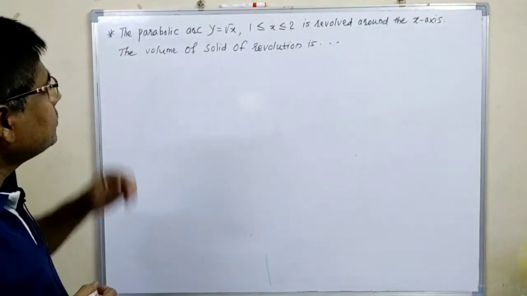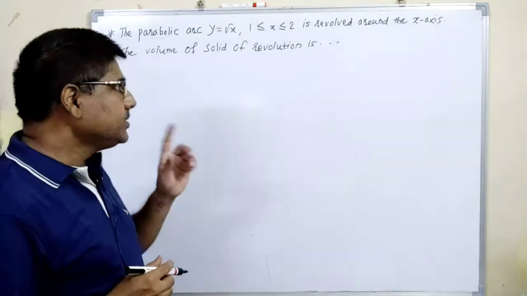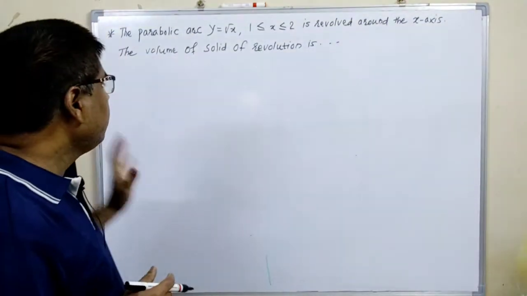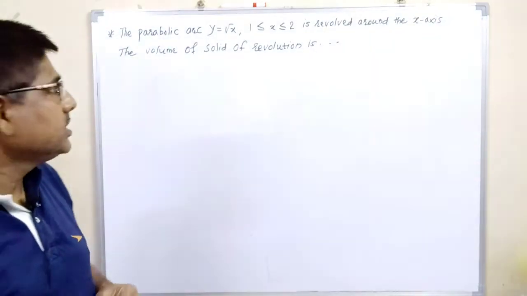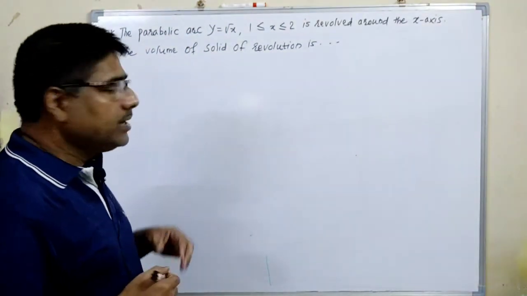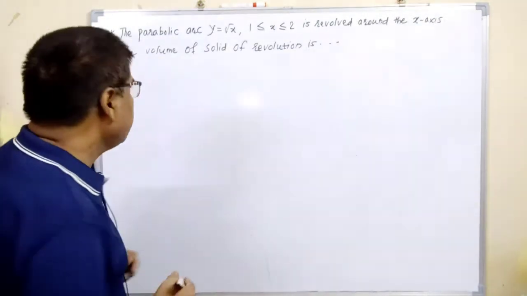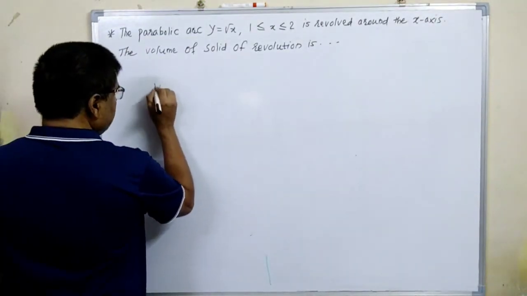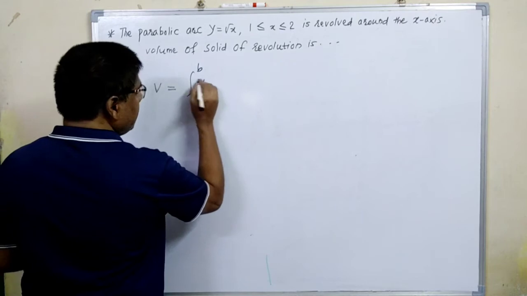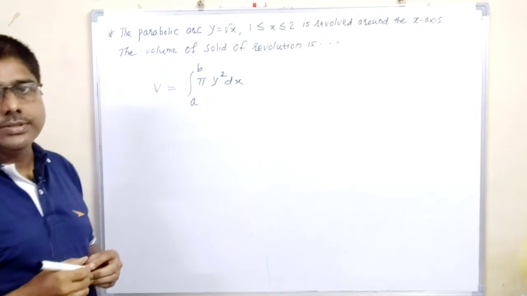The parabolic arc y = root x, 1 ≤ x ≤ 2, is revolved around the x-axis. We have to find the volume of the solid of revolution for this given function. The solid generated by revolution about the x-axis, bounded by the function between the limits a and b, is given by V = integral from a to b of pi y square dx. This is the formula for the volume of a solid of revolution.